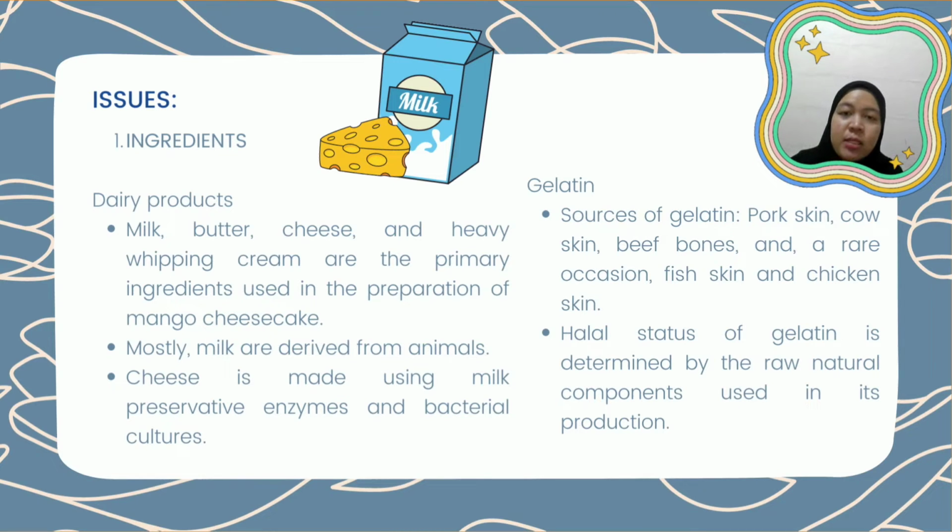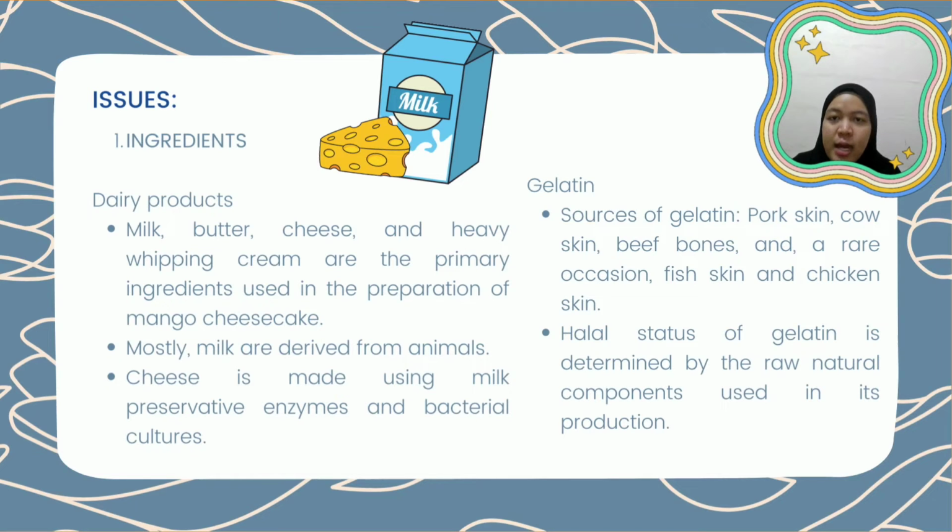Other than that, cheese is also made using milk preservative, enzymes, and bacterial cultures. To evaluate whether this cheese is halal, it is necessary to confirm that the enzyme utilized is derived from halal sources, such as animal enzymes derived from halal animals that have been slaughtered in accordance with Islamic law. However, if the enzyme is derived from prohibited animals such as pigs, or halal animals that are not slaughtered in accordance with Islamic law, the product becomes illegal or doubtful in nature.